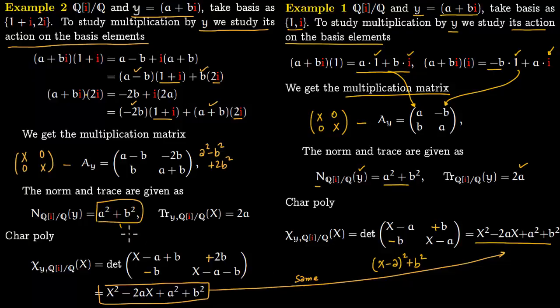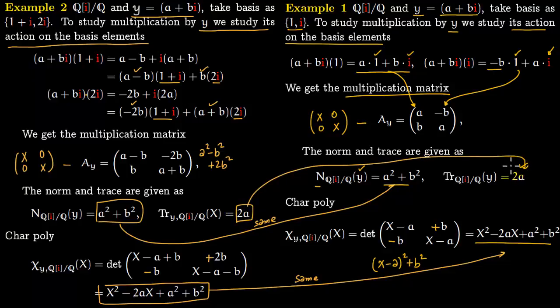So this and this are the same, and this and this are the same. So this is not a coincidence. This is precisely because if we change the basis, the matrices we get, this matrix and this matrix, are both conjugate to each other. So these two matrices are conjugate.